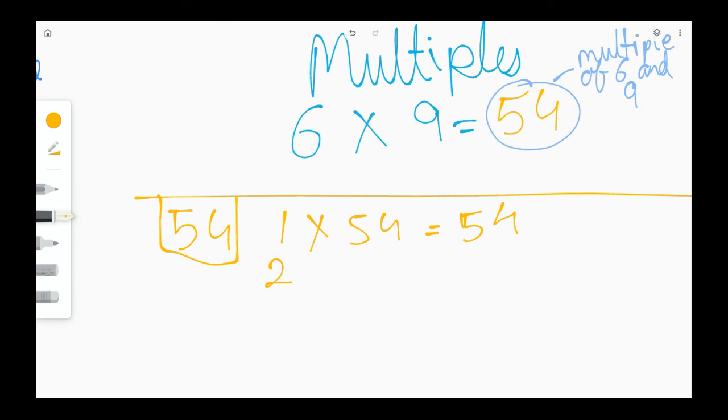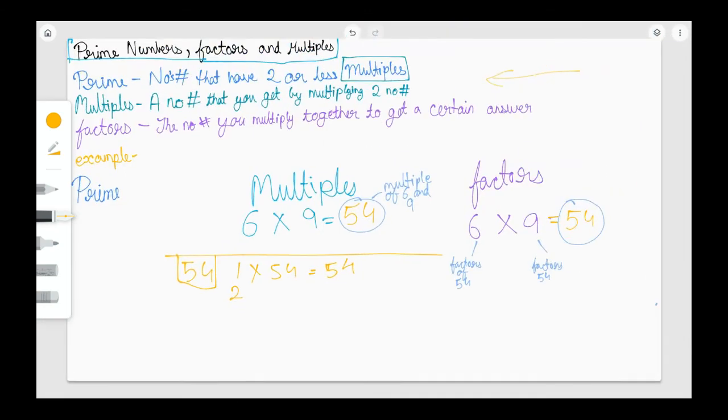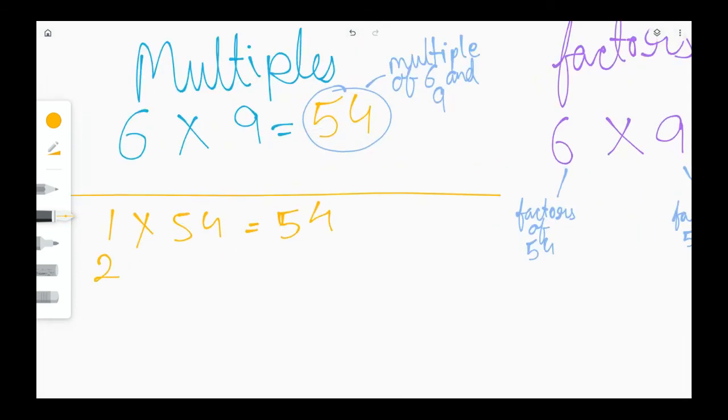Now we can divide to check this. If you're in a situation where you've been asked to figure out all the factors of a number, you're going to be using division. You're going to divide these two numbers. So let's do that right now.